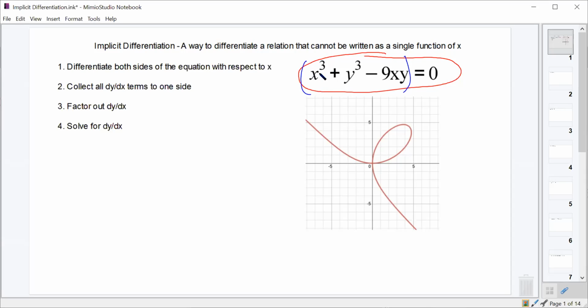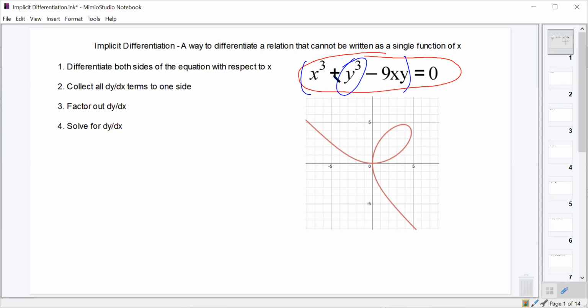What's the derivative of x cubed with respect to x? 3x squared. But taking the derivative of y cubed, something in terms of y, with respect to x, is a much bigger issue. We can't do that. We have to treat that as if it is a composition of two functions.